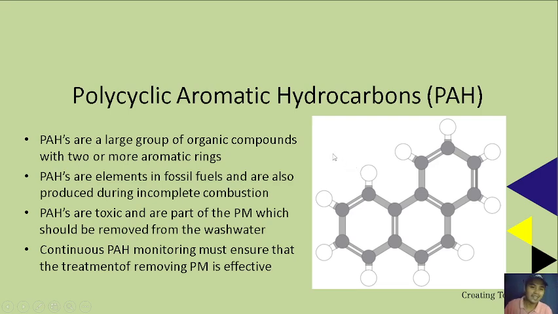Okay, we have the polycyclic aromatic hydrocarbons, PAH, a large group of organic compounds with 2 or more aromatic rings. PAHs are elements in fossil fuels and are also produced during incomplete combustion. So they are toxic and are part of the PM, which should be removed from the wash water. So continuous monitoring must ensure that the treatment for removing PM is effective. They are toxic, so they need to be removed and should not be discharged overboard.